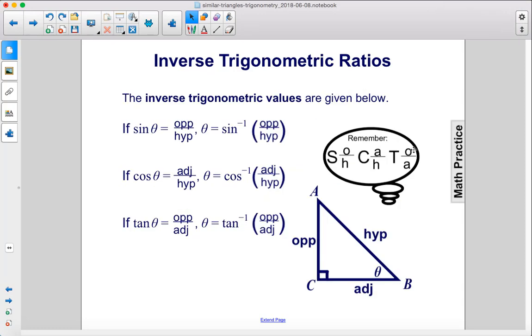Remember SOHCAHTOA. So if sine theta equals opposite over hypotenuse, then theta equals sine to the negative 1 of opposite over hypotenuse. If cosine theta equals adjacent over hypotenuse, then theta equals cosine to the negative 1 of adjacent over hypotenuse. If tangent theta equals opposite over adjacent, then theta equals tan to the negative 1 of opposite over adjacent.